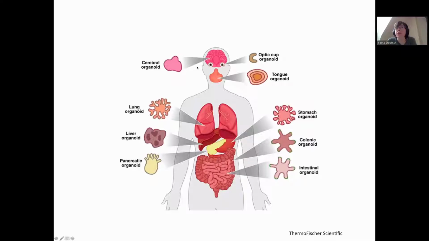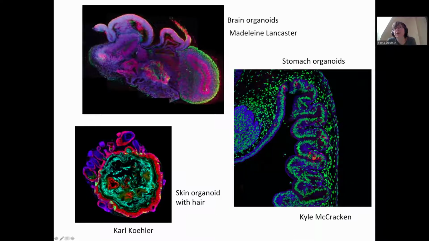This is just to show that many different organoids have been made from different organs in the body. And here are some examples. And you can see that they don't completely resemble the mature organ, but they have many features. So here we have a mini brain organoid. Here we have a stomach organoid, the typical folding. And here we have a skin organoid with developing hair, which one can actually transplant, and you can see give rise to hair.